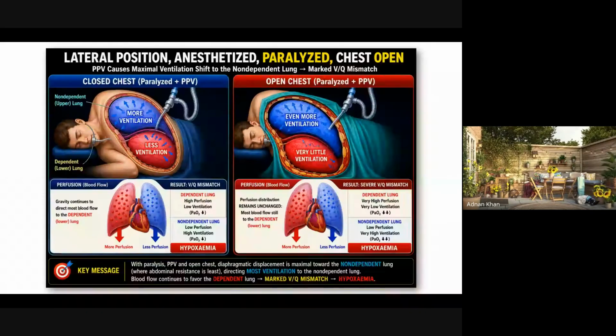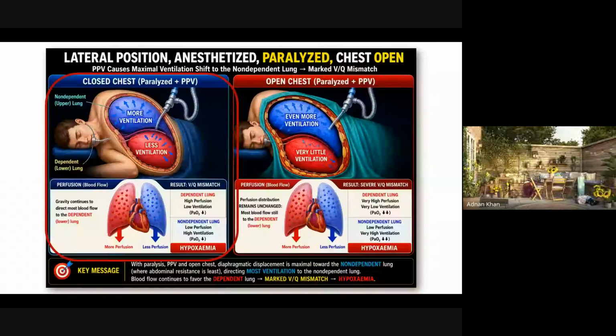Now, this slide and this figure illustrate the effect of paralysis. We have given a muscle relaxant and paralyzed the patient. In these scenarios, the effects of paralysis and chest, here the chest is closed, and on the right side the chest will be open, opening the chest in the lateral position. Keep in mind that perfusion continues to favor the dependent lung because of gravity.